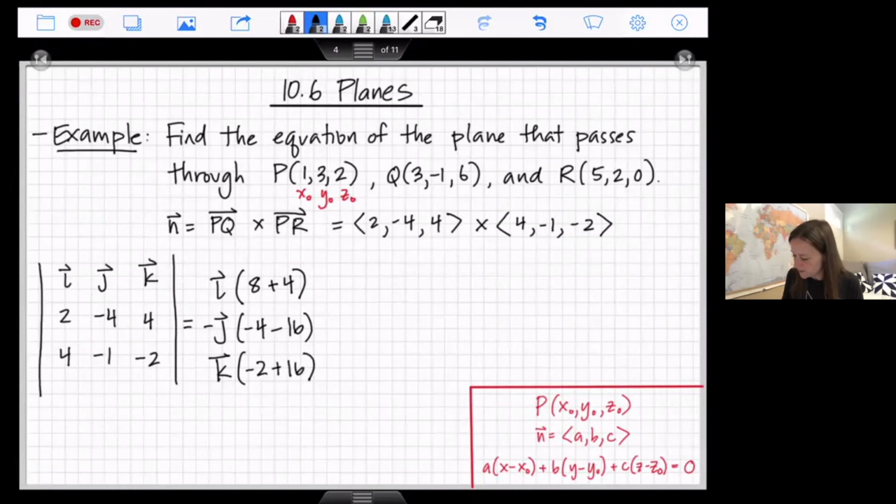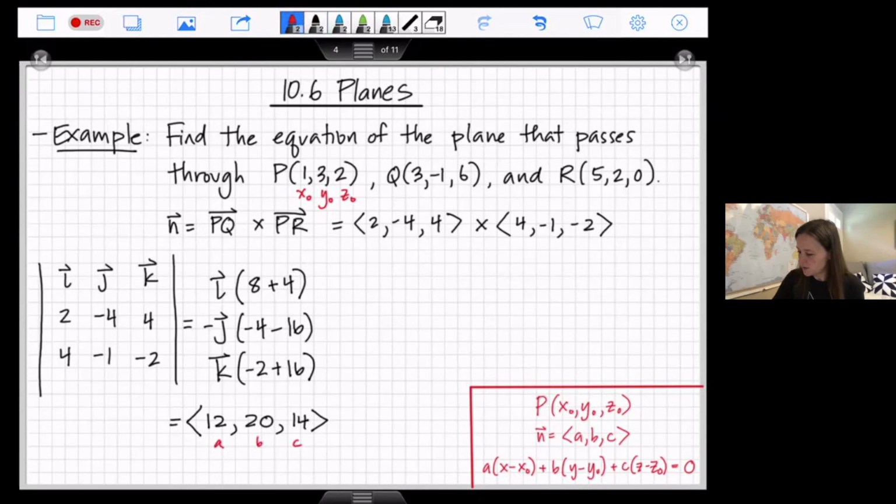All right, so what vector is this? This is going to be the vector. My I component, 8 plus 4 is 12. My J component would be -20, but remember the J has a negative in front, so -20 gives me a +20, and -2 plus 16 gives me 14. It's a pretty big vector. All right, but that's my normal vector. That's my A, B, and C.